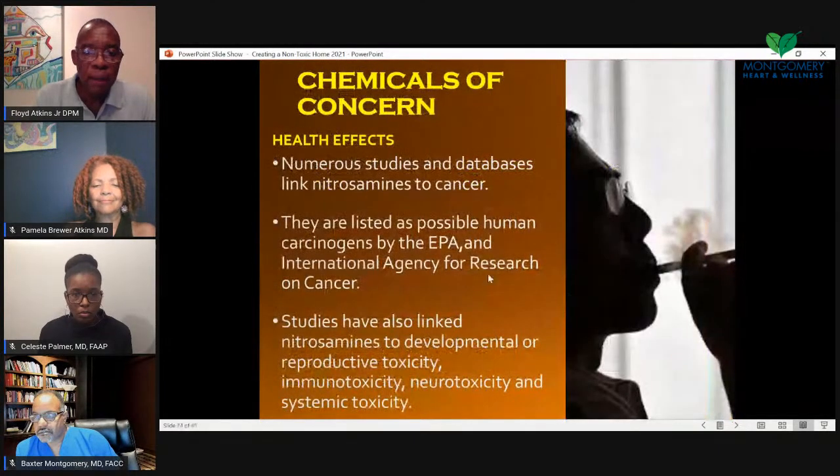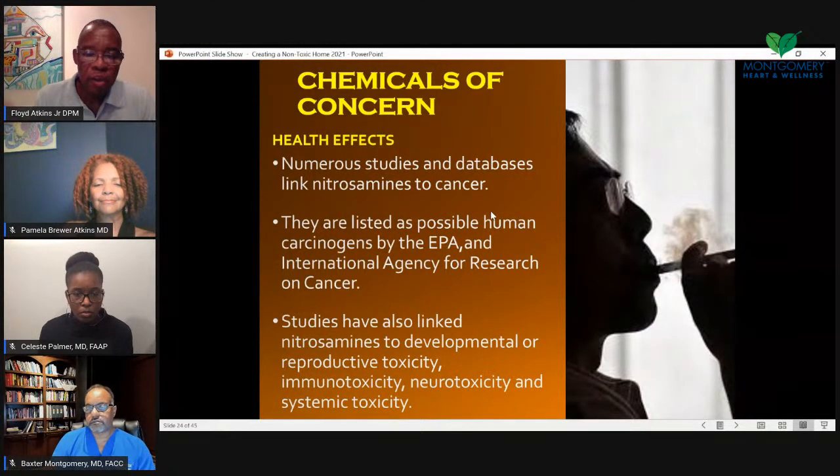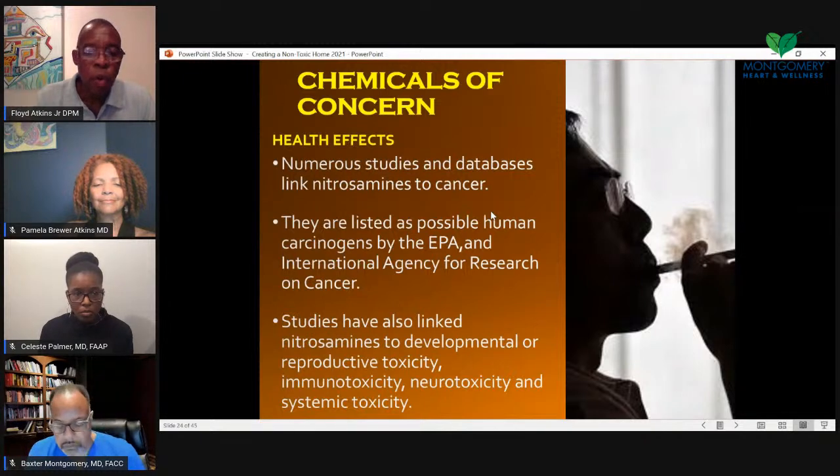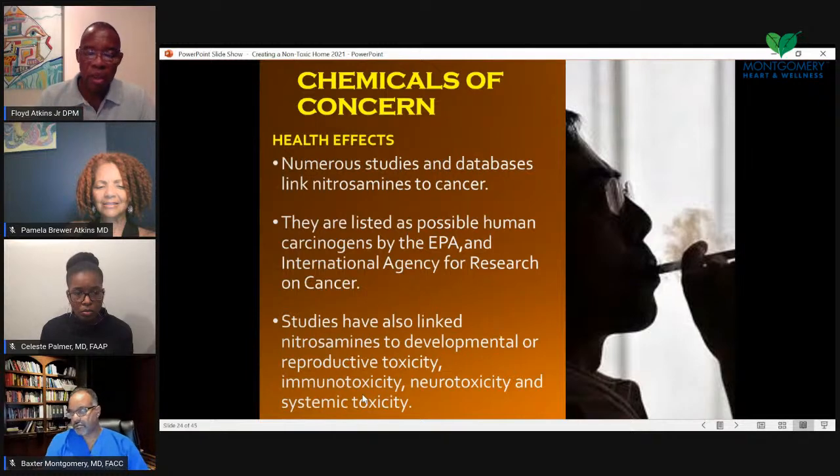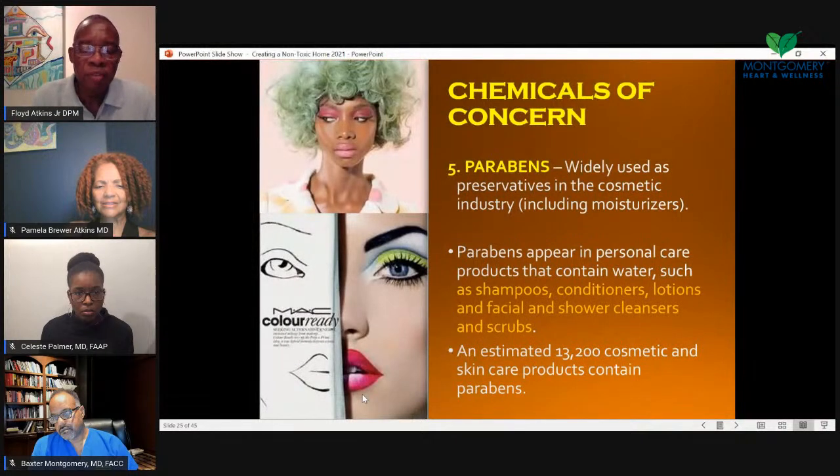Studies show that numerous study databases link nitrosamines to cancer. So again, cancer has been a scourge for the last 50 years, and it grows every year. No matter what we do, it's still increasing, but it's because of what we're doing ourselves. It's not just falling out of the sky. They're listed as possible carcinogens by the EPA and the International Agency for Research on Cancer. Nitrosamines are toxic to reproduction, and cause immunotoxicity, neurotoxicity, and systemic toxicity. So it affects a lot of things. I have to give you more information, and that's a whole lecture just about nitrosamines.